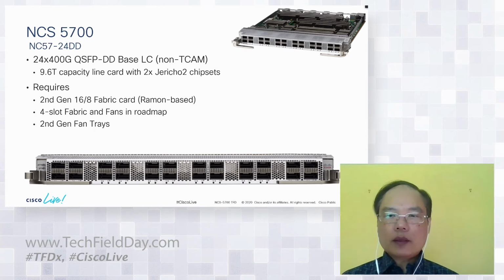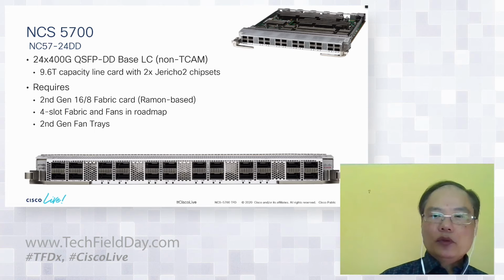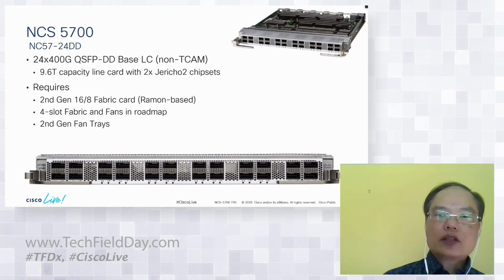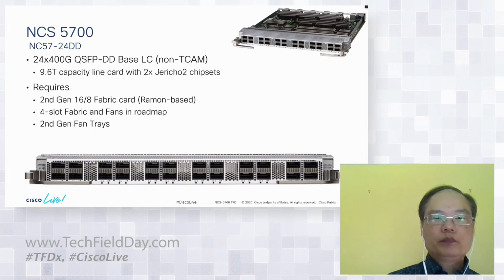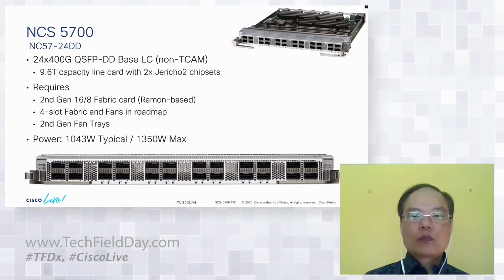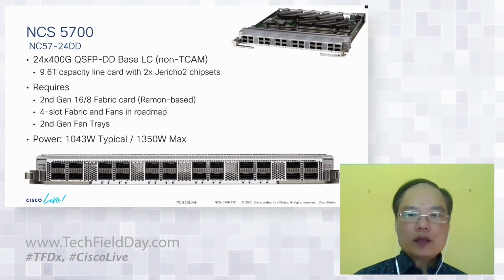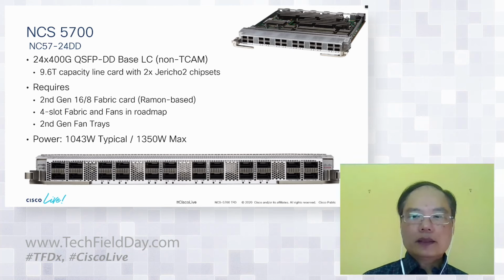This line card requires an upgrade to the chassis for second generation fabric cards and second generation fan trays. This is already available for 8-slot and 16-slot chassis. The 4-slot chassis upgrade is on the roadmap. Total power consumption of this line card is about 1,000 watts to 1,300 watts.